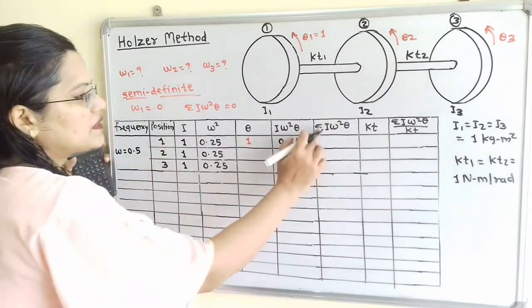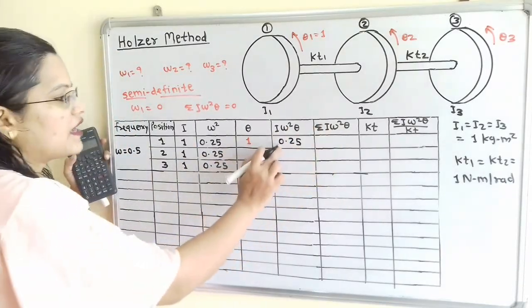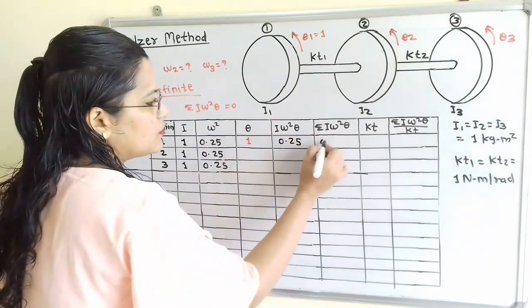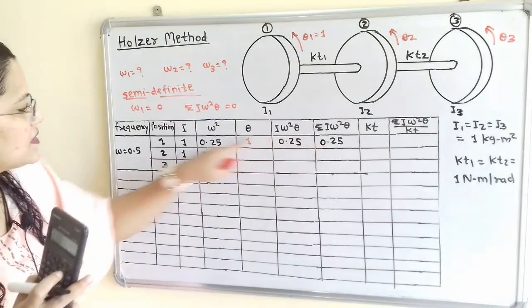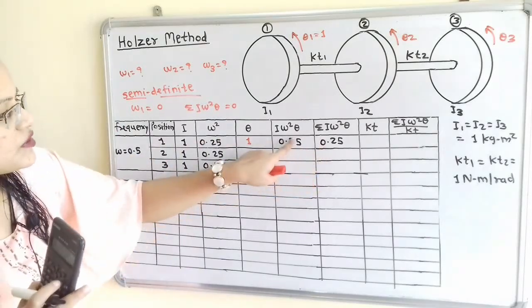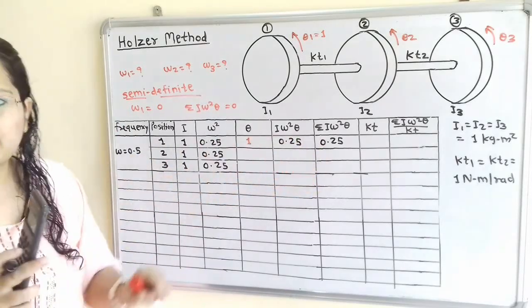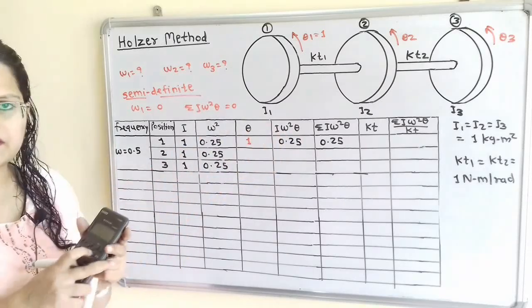And for position 1, summation of I omega square theta, so we have to repeat this value 0.25. So how to repeat? Why to repeat? Because this is the first position. So for second position, we have to add the previous value also for I omega square theta.